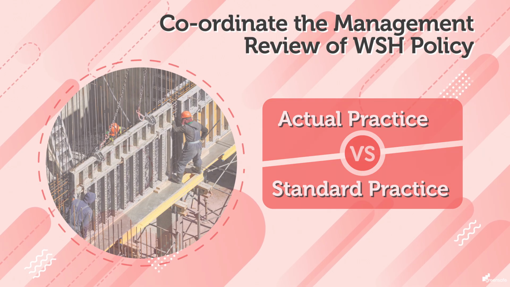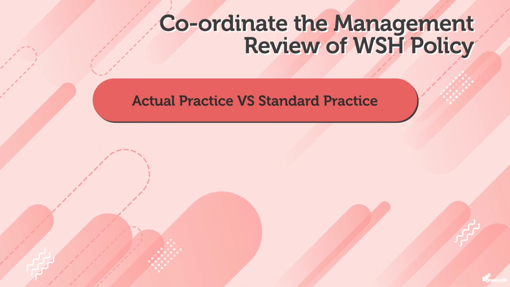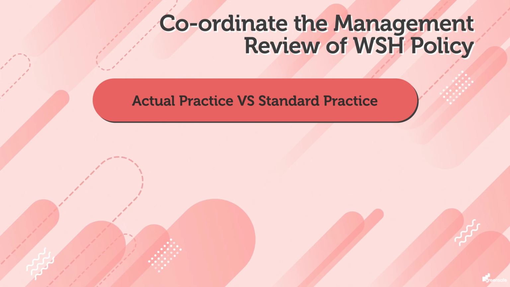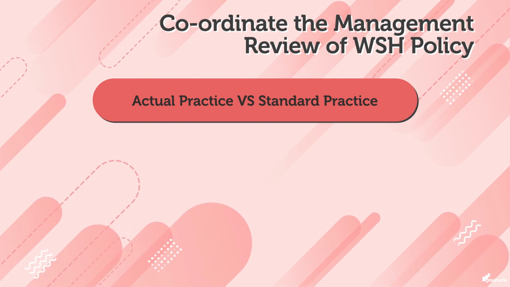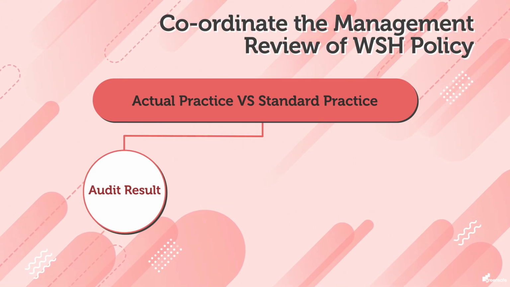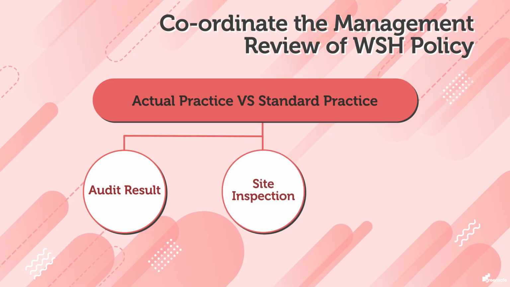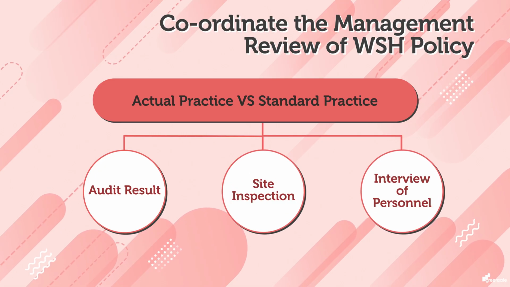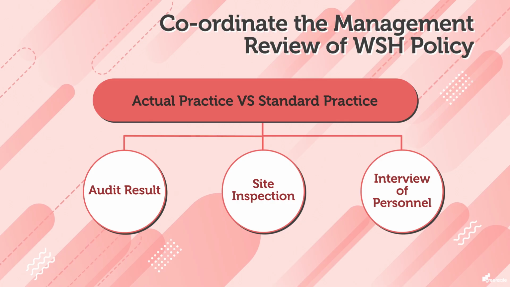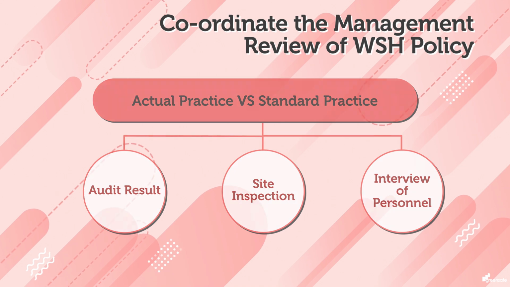So, your next question would be, how then do I track deviance between actual practice and standard practice? One way you may do so is to look at audit results. The audit findings could be done through document reviews, site inspections, and/or interview of site personnel. All of these are platforms for audit findings to be done. If you ever have to track the actual practice versus standard practice at your organization, you may use any one of the above to do so.